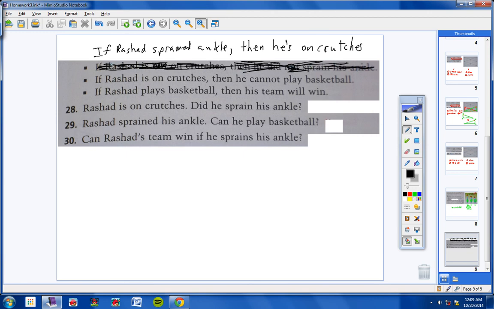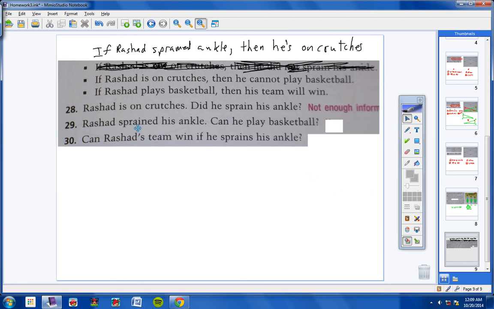So let's see what we have here. If Rashad sprains his ankle, then he's on crutches. If he's on crutches, then he can't play basketball. Okay, but if he plays basketball, his team will win. All right. So now be careful on number 28. You want to say yes right away, but the answer is not yes. The answer is not enough information given.